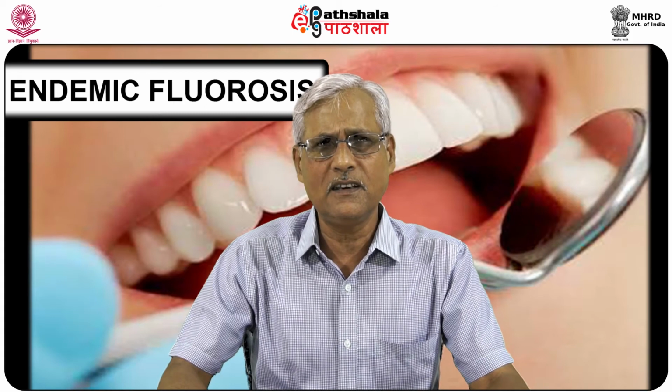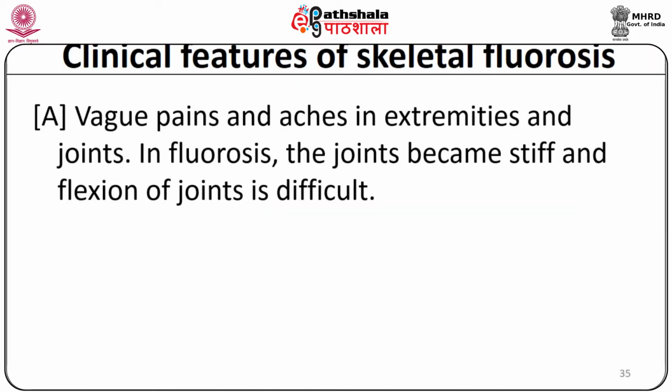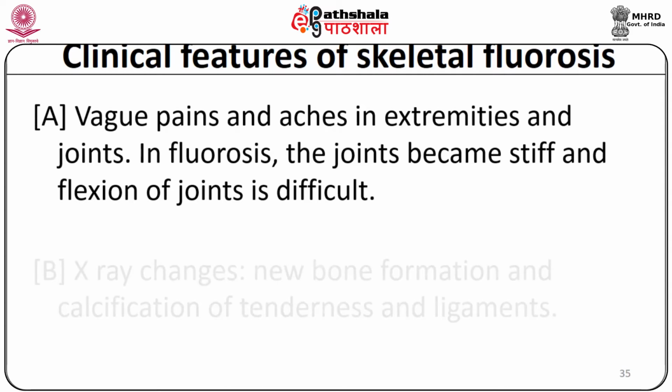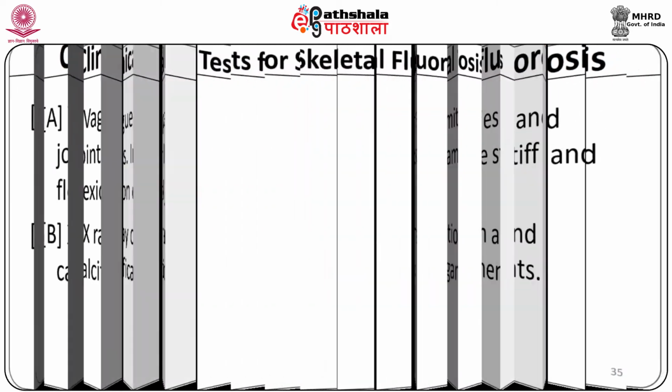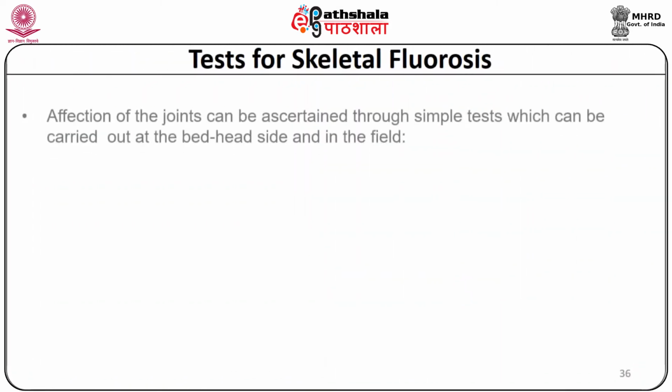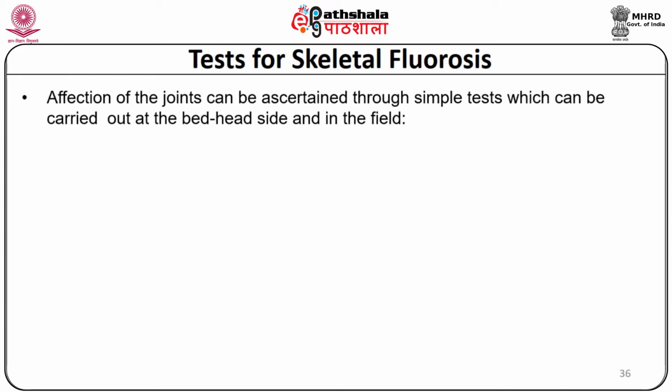Now, as far as clinical features of skeletal fluorosis are concerned, we have discussed earlier, but just to reinforce once again, there will be vague pains and aches in extremities and joints. In fluorosis, the joints become stiff and flexion of the joint is difficult. X-ray changes show new bone formation and calcification of tendons and ligaments. Tests for skeletal fluorosis: affection of the joints can be ascertained through simple tests which can be carried out at the bedside and in the field.